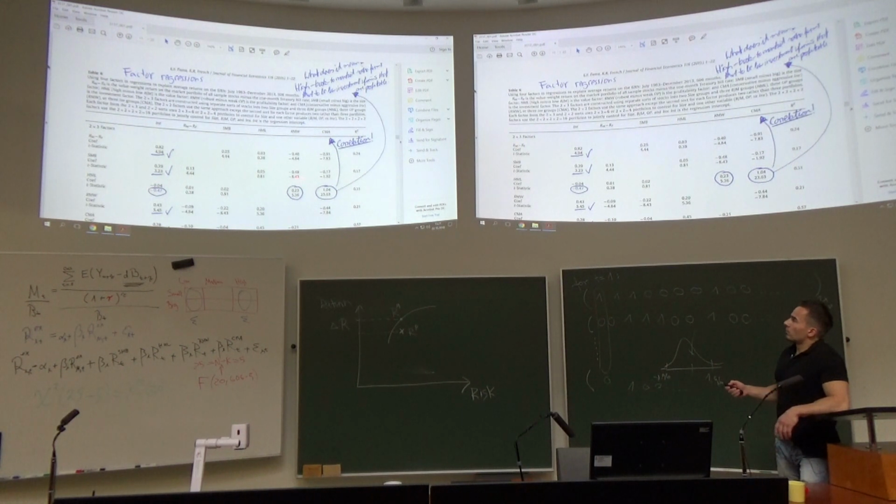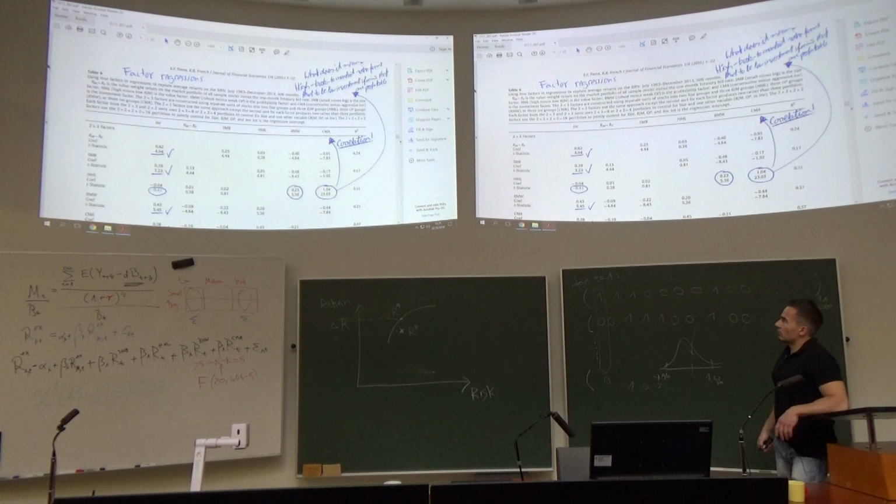But the size factor loads negatively against the RMW factor. What does that mean? That means the long leg of small minus big, so small stocks, co-moves with the short leg of RMW, and on the short side of the profitability factor are stocks that are unprofitable. So small stocks tend to be stocks that are not profitable.